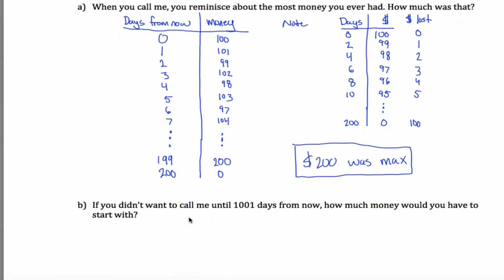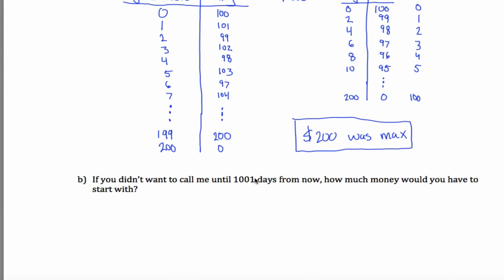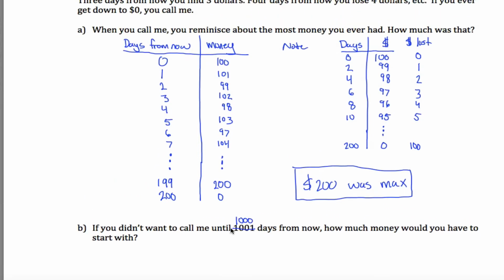Okay, now the question says, if you didn't want to call me until 1001 days from now, I changed this problem, so I'm going to have to make this an even number. So let's say you didn't want to call me until 1,000 days from now. How much money would you have to start out with?